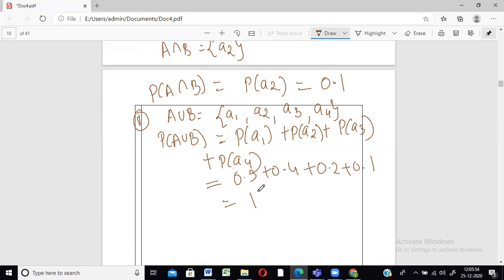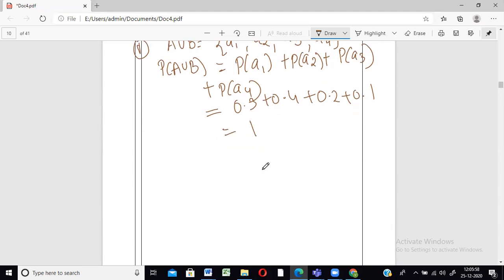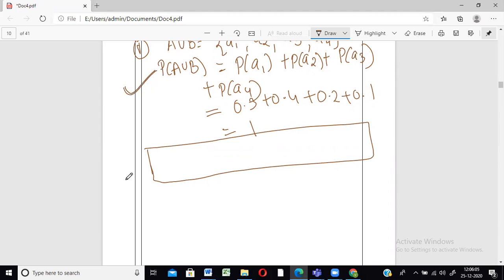Now there is another way also of finding probability of A union B. We know that this property always holds. This is that one property. You can do it any way you want. You can either do it this way or I'll tell you the alternate way. For the alternate way, this addition theorem, this property, you have to remember. Probability of A union B is nothing but probability of A plus probability of B minus probability of A intersection B.